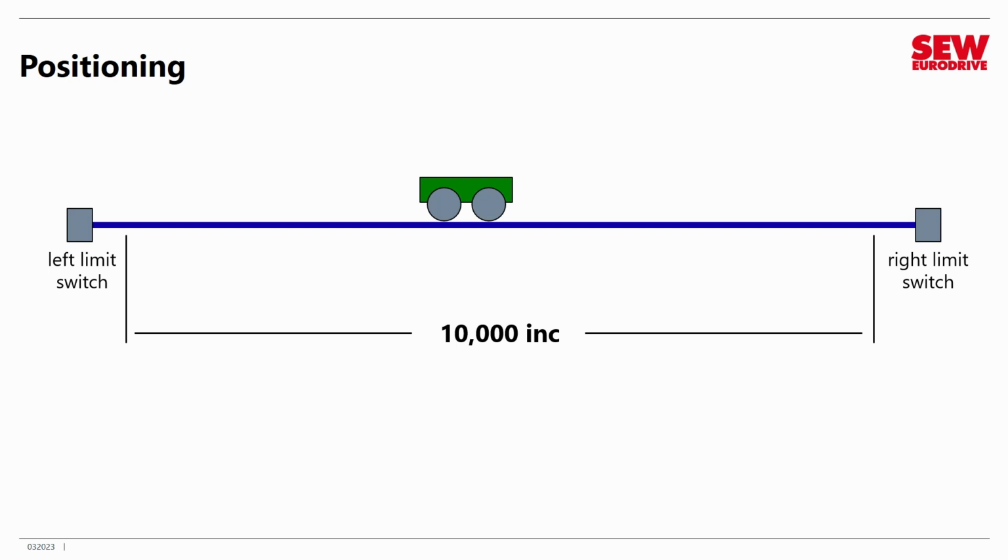Now I see a hand in the back of the room. Somebody is saying that is a ridiculously small number of increments. That would take about 2.5 turns of the motor to go the entire track distance. You're totally right. I admit to that.